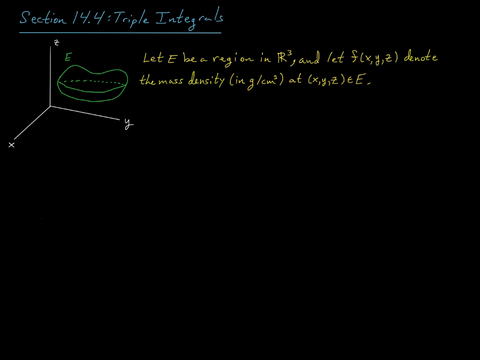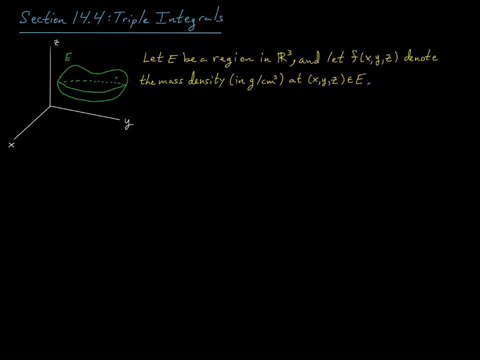Okay, so to start, let's suppose we have some region in three-dimensional space. So E here is a region in R3, and let's suppose our function f tells us the mass density at a point x, y, and z within our region. And just to be specific, we'll say that density is measured in grams per cubic centimeter. As we vary through this solid blob, our function f is just telling us the mass density at these various points within our blob.